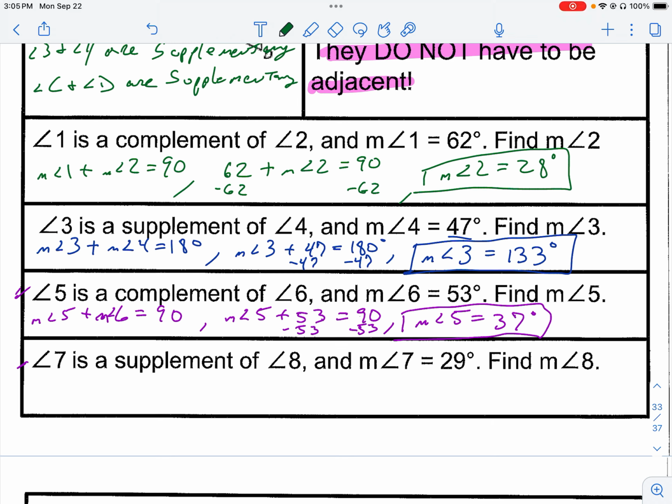All right, last one on this page. Angle 7 is a supplement of angle 8, which means the measure of angle 7 plus the measure of angle 8 equals 180 degrees. Measure of angle 7 is 29, so I can substitute in 29.